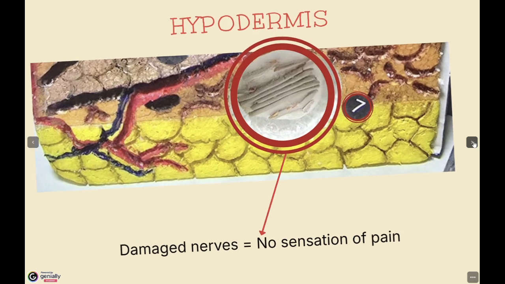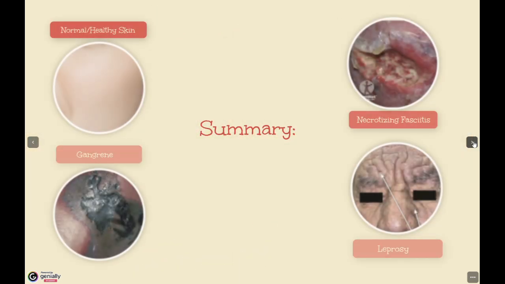To summarize, normal skin has a protective epidermis, a supportive dermis full of vessels and glands, and a fatty hypodermis for insulation and cushioning. Necrotizing fasciitis rapidly destroys deeper tissues, especially the hypodermis and fascia. Gangrene is tissue death from loss of blood supply, often turning skin dark and necrotic through all layers. And leprosy is a chronic disease of the skin and nerves, often causing numb patches and long-term tissue damage.